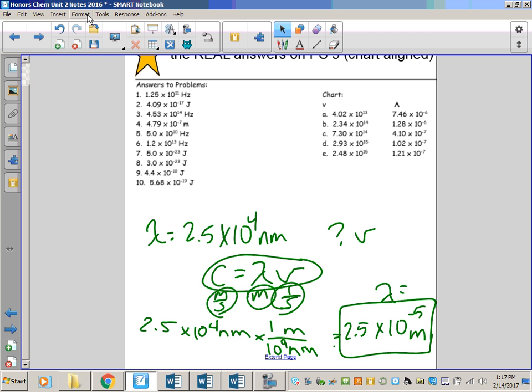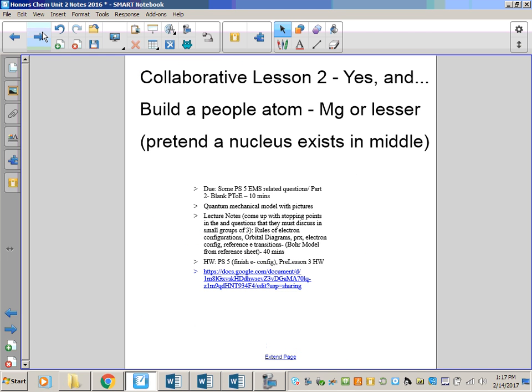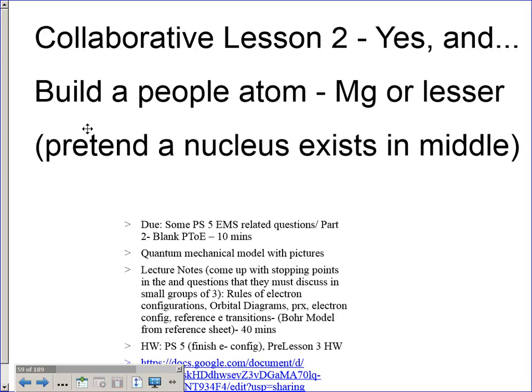All right, so to maintain that activity, there's not quite 20 of us yet here. So I want you guys to make an atom, only the electrons, with your bodies, a people atom. Ignore the nucleus. The nucleus is just chilling there in the middle. Make the biggest element you can. You have a minute. Go. Everybody is equal.